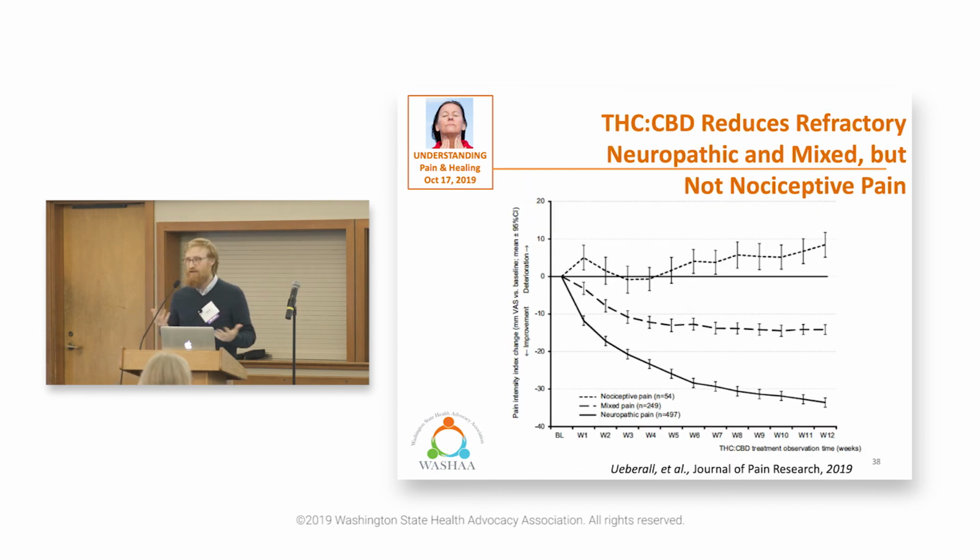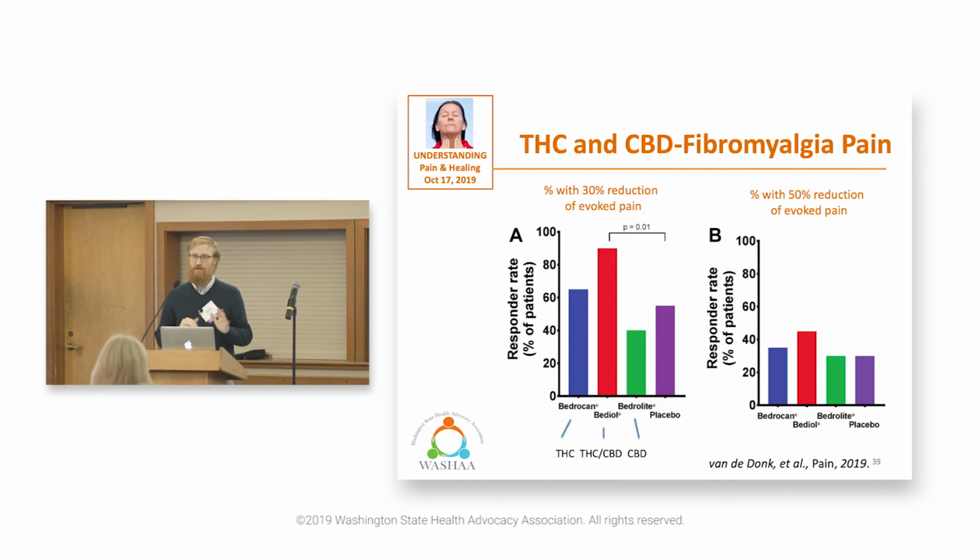And what kind of ratio should we be thinking about in terms of what's effective for pain? In a study done in the Netherlands where they looked at a primarily THC and a primarily CBD and a 1-to-1 ratio, it was a 1-to-1 ratio that outperformed either one alone or placebo, but only in those who had a 30% reduction in pain. It doesn't really have a profound or 50% or greater reduction in pain, and it's really with the 1-to-1 ratio.